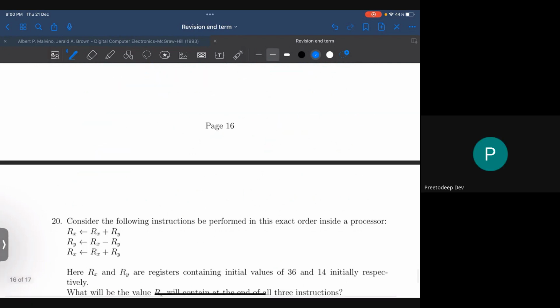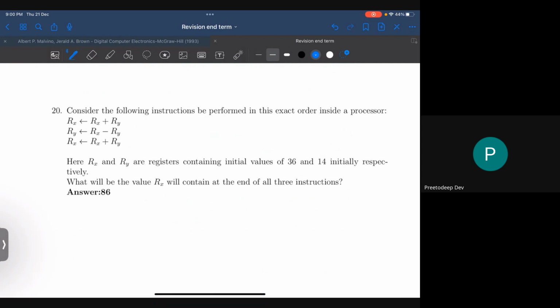Okay, and this is the simple question. Consider the following instructions performed in this exact order inside the processor: Rx equal to Rx plus Ry, Ry equal to Rx minus Ry, and Rx equal to Rx plus Ry. Here Rx and Ry are registers containing initial values of 36 and 14 respectively. What will be the value of Rx at the end of all three instructions? So Rx is Rx plus Ry, so Rx will be 36 plus 14.